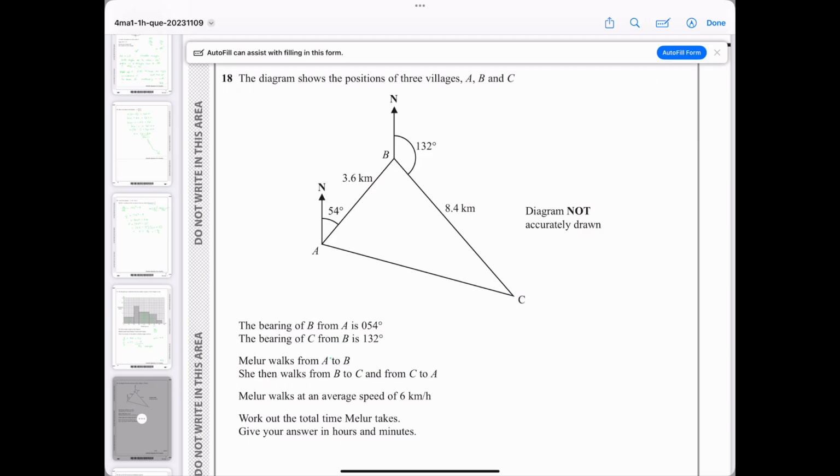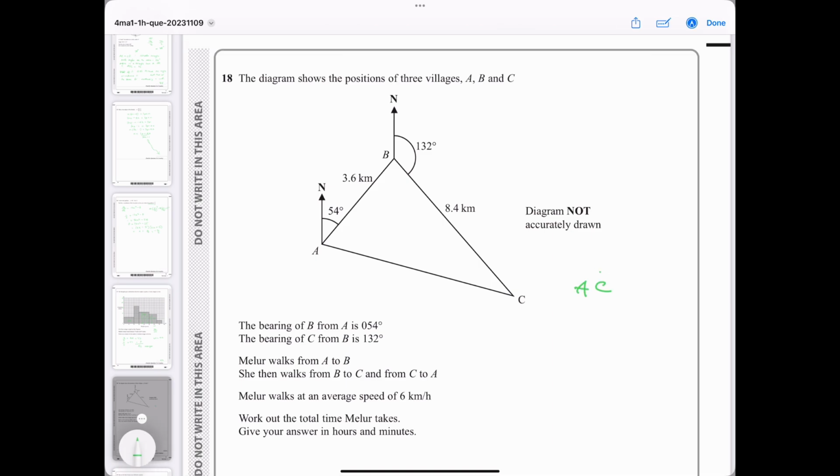Mella walks from A to B, right? And then she walks from B to C and from C to A. Mella walks at an average speed of 6 kilometers per hour. Work out the total time Mella takes and give your answer in hours and minutes. So our issue is that we don't know how far AC is, so we've got to find out what AC is first.